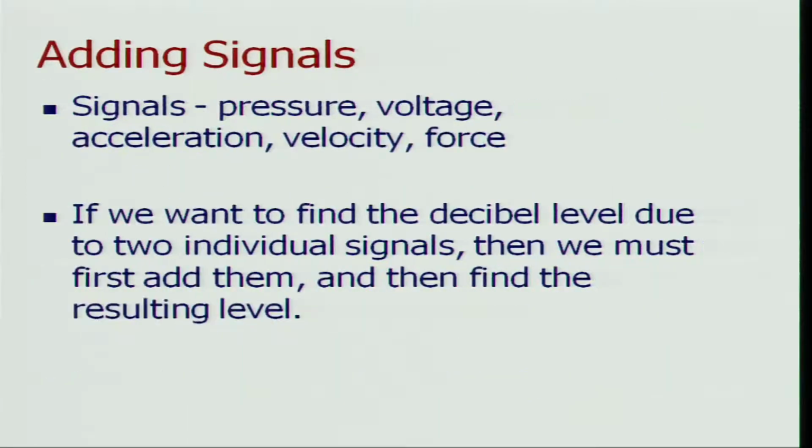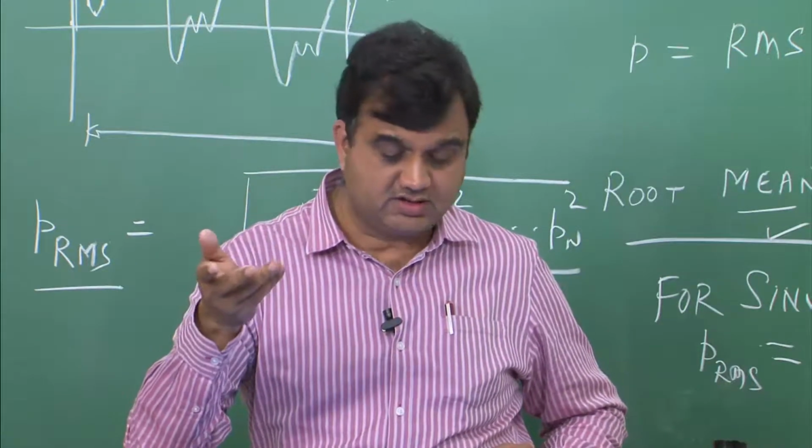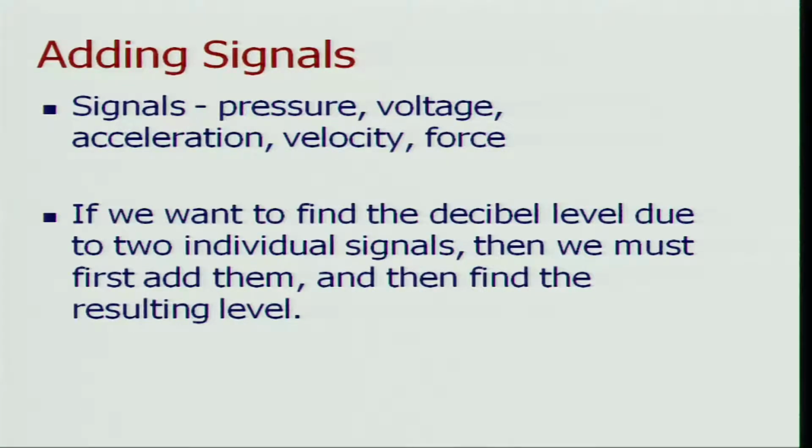And lastly, I wanted to explain that if there are signals, so we are not talking about wattages, but suppose there is a pressure signal or velocity signal or acceleration. Now in case of sound, we are not talking about acceleration or voltage or velocity or force, but primarily pressure. So suppose there is a pressure signal, and we have to add them, how do we add them? If we want to find the decibel level due to two individual signals, then we must first add them. This is about signals, not about wattages. Then we must first add them and then find the resulting level.